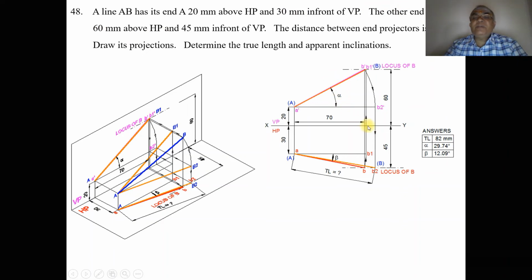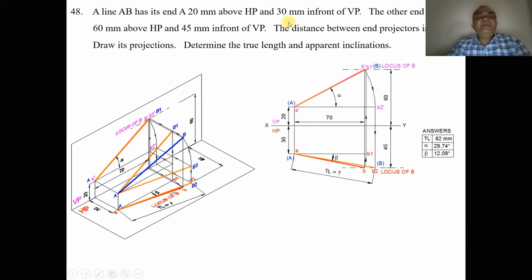60 mm above HP will be in VP. So above HP means it will be above the XY line, because VP is above the XY line. From the XY line you measure 60 mm and draw a dash dot line with a thin line, so that you can mark this as the locus of B in the front view.